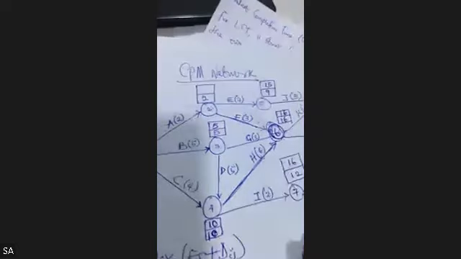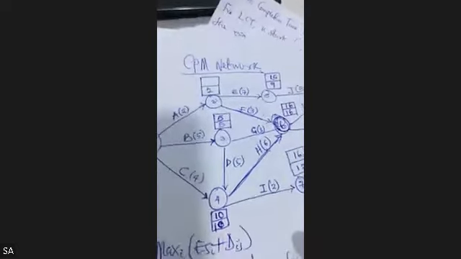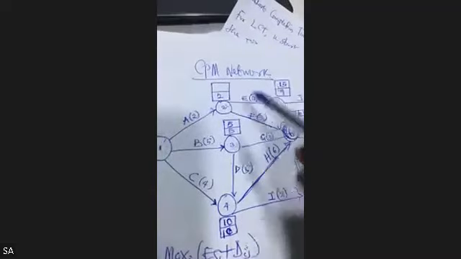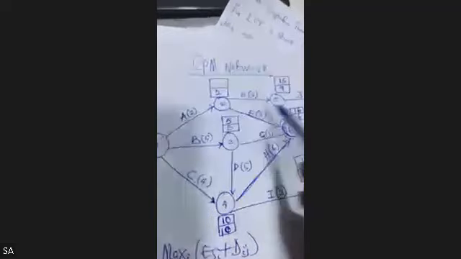10 minus 5 is 5. Node 2. How many arrows point to node 2? This is node 2. How many arrows point to node 2? This one points to node 2. This one points to node 2.